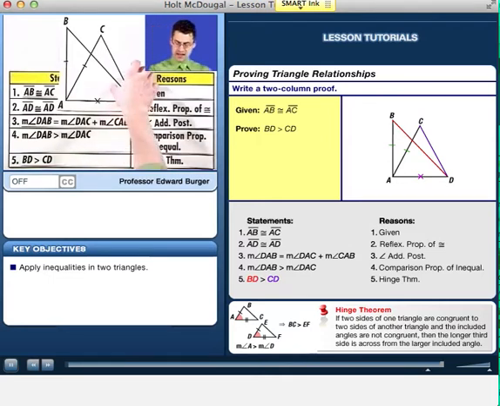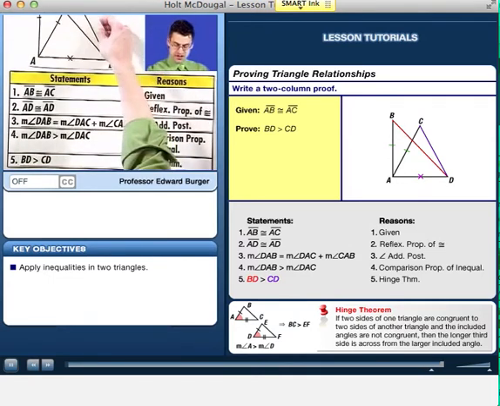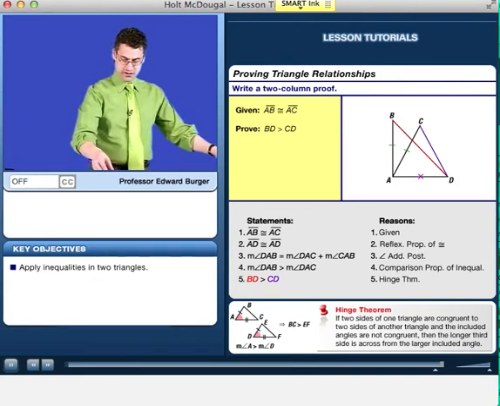The hinge theorem, yet again, allows us to make a new insight into geometry. In this case, it allows us to prove this little result.